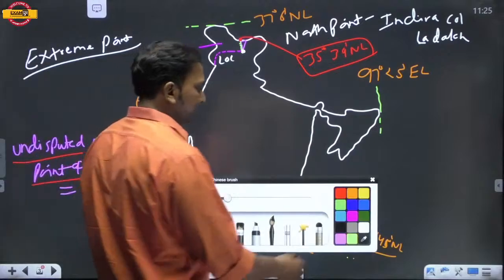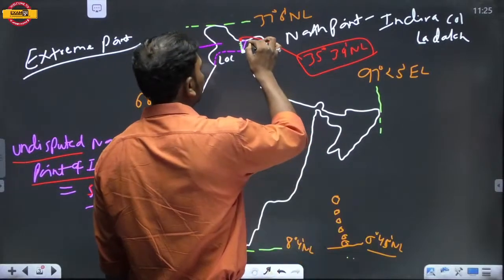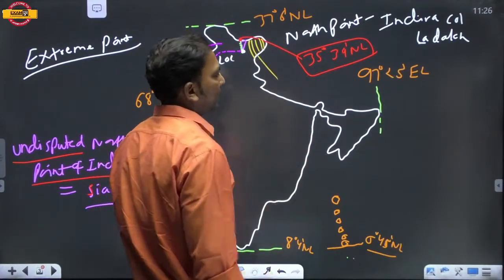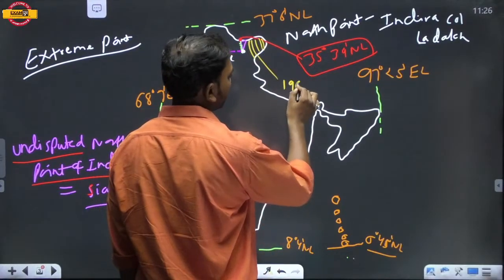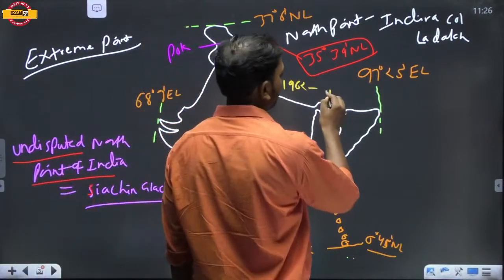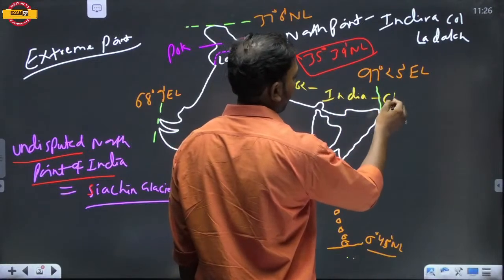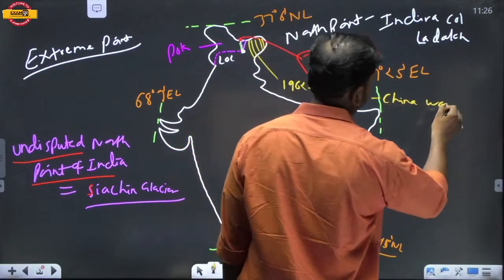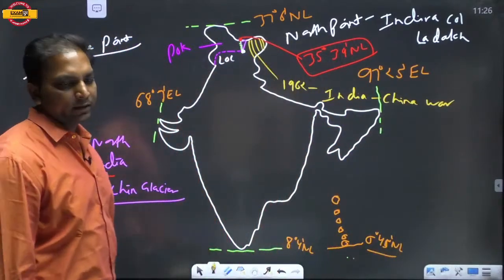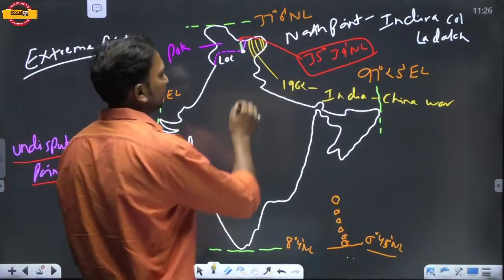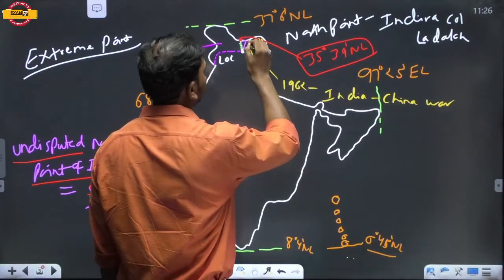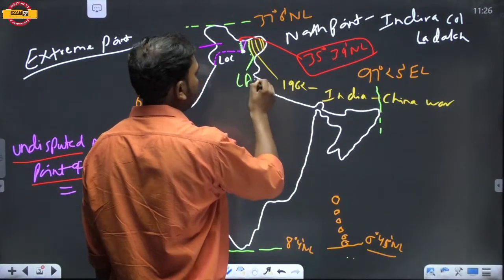Now we are seeing here this side, the part that was also captured by China in 1962. So there was a war fought between India and China. India-China war. And this part is also captured by the Chinese government. And here it is the border line, and that is called the LAC.